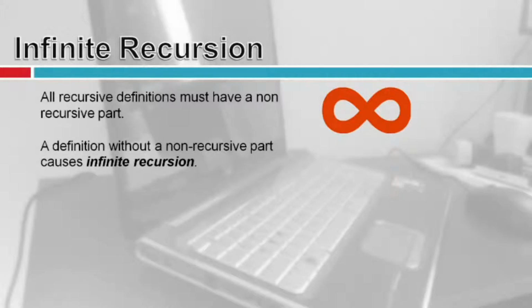Infinite recursion. At this point, we've already talked about loops, and we've seen what an infinite loop can do. An infinite recursion is very simple. It is very similar to an infinite loop. All recursive definitions must have a non-recursive part, a place where it kind of stops and starts returning back values. Same thing with a loop. If you never reach that end case, you're always going to continue on. It could be infinitely. A definition without a non-recursive part causes an infinite recursion.